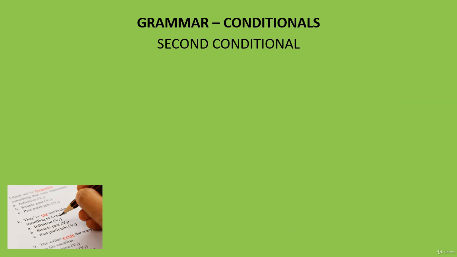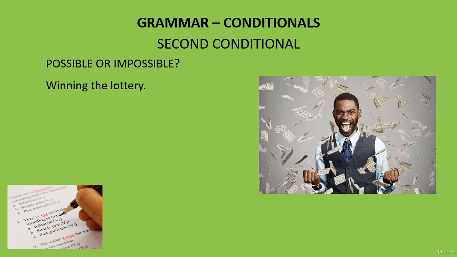Sometimes when you look at a situation, you may think it's possible, but somebody else might think it's impossible. In these situations, you can use either the first conditional, if you think it's possible, or the second conditional if you don't think it's possible. Look at this, winning the lottery. Can you win it? Statistically speaking, yes, but it's a 1 in 40 million chance, or something like that.